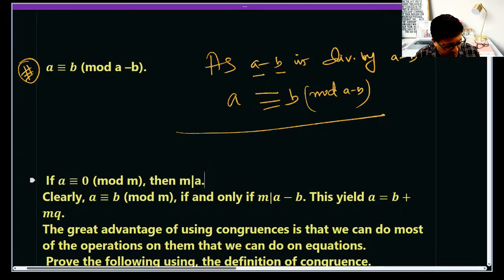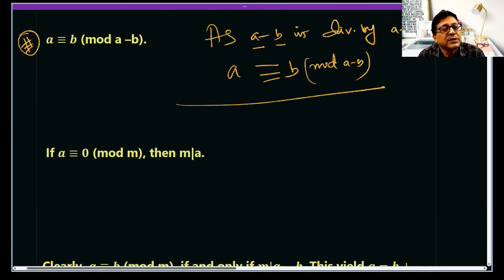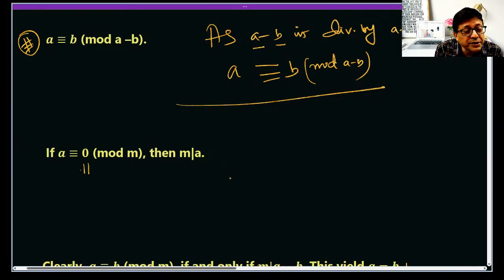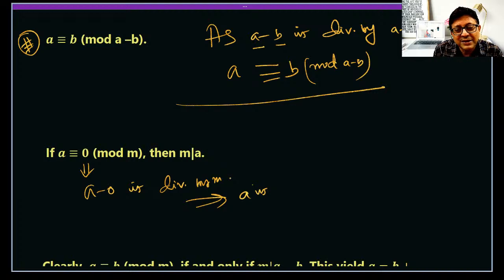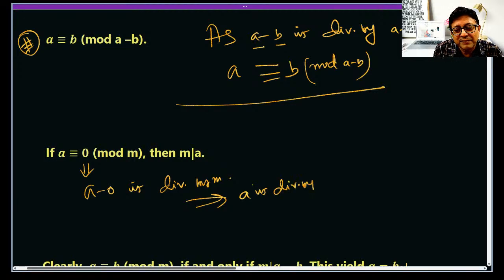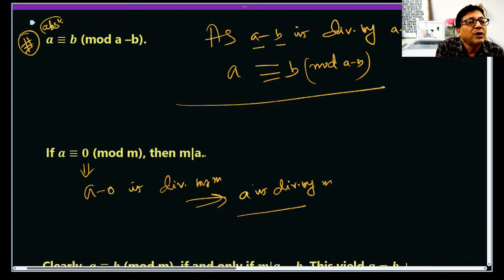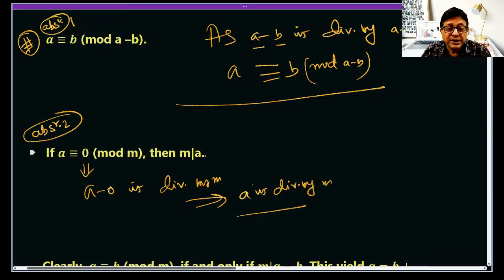Next, A congruent with 0 mod M. We can state directly that M is dividing A. Why? Because we go by that definition. If A is congruent with 0 mod M, what does it mean? A minus 0 is divisible by M. So this implies that A is divisible by M. This is another good observation. You write observation 1 here, observation 2 here. A congruent with 0 mod M implies that, if you ever get this.